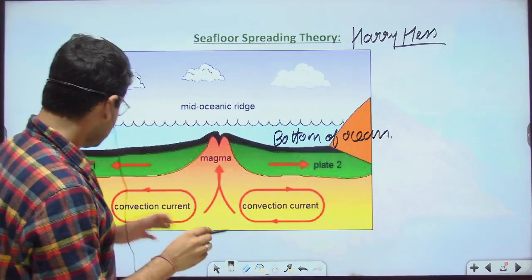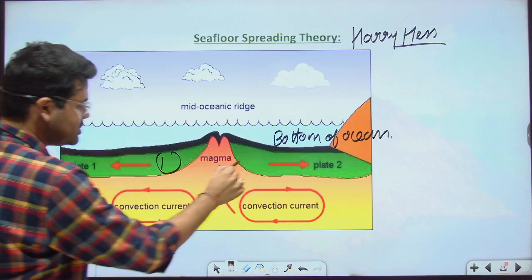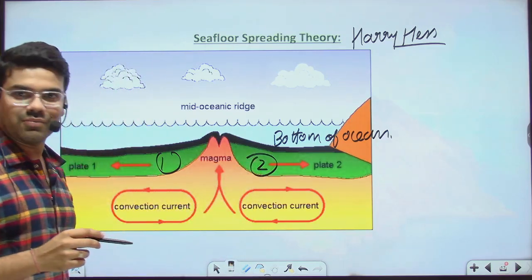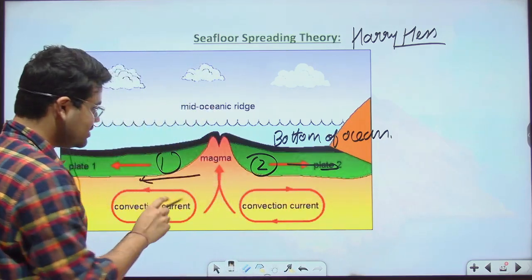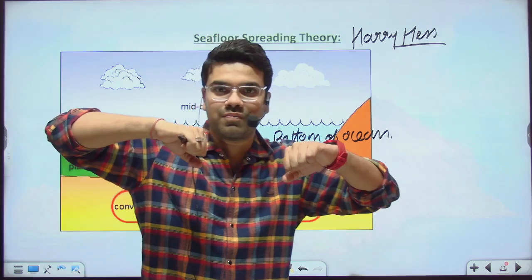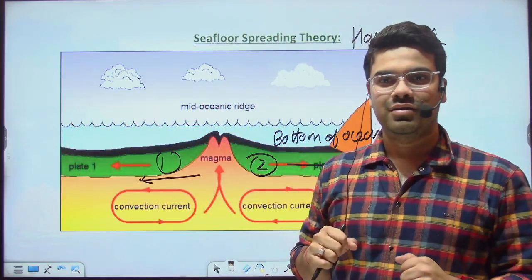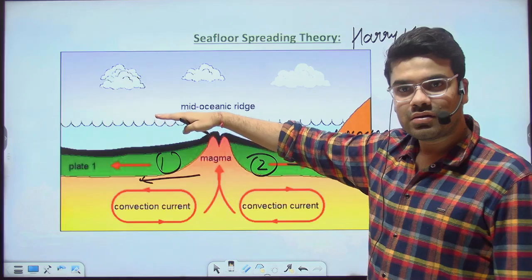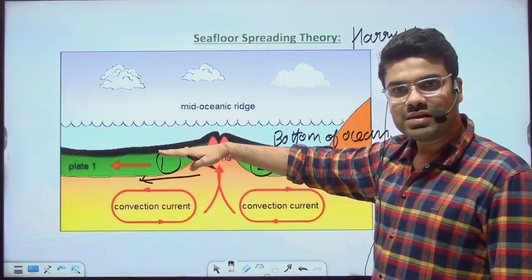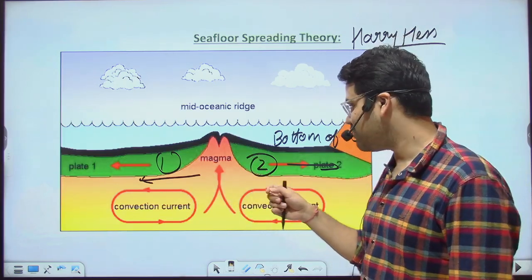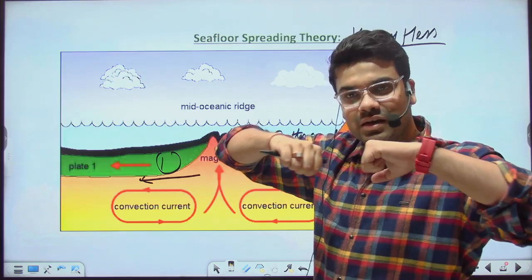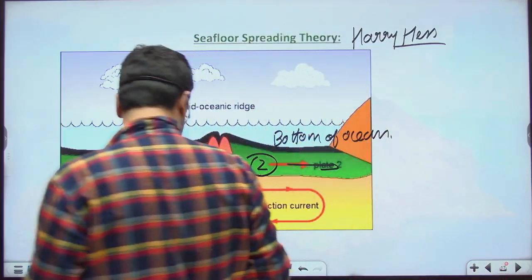You can see this is plate 1 and this is plate 2. They all are oceanic plates. The magma is coming, the magma is getting diverged. They are drifting the ocean bottom, the oceanic plates, apart. Okay, at the top we have water, at the bottom we have oceanic plates, and below it the same mechanism of convection current is happening, and the oceanic plates are getting drifted. And slowly, what's happening?